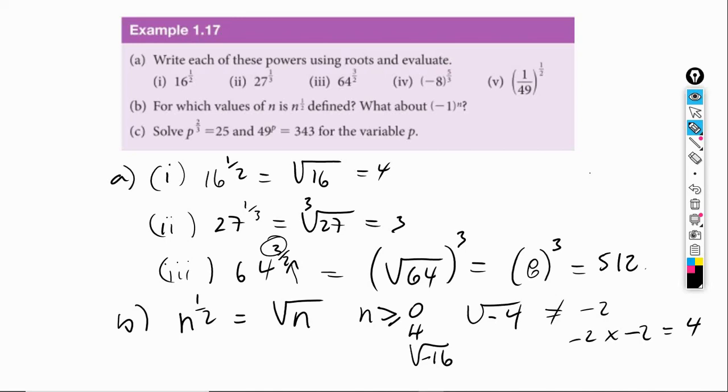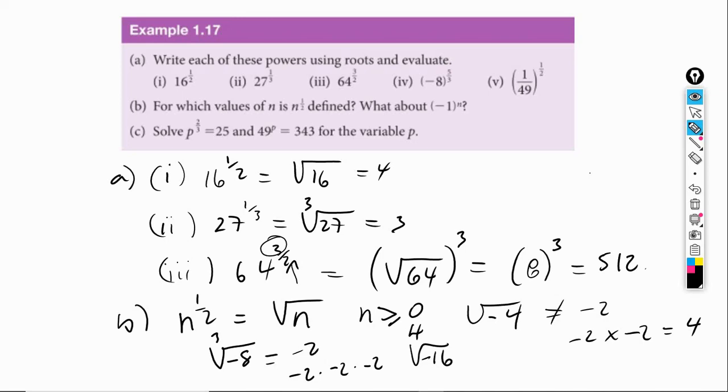But what happens if you have an odd number? Well, odd numbers do work, because if you have the cubic root of -8, that does equal -2. Why? Well, because -2 times -2 times -2 is equal to -8. So there is a number that multiplied by itself gives us -8. And the same would happen with all odd roots.